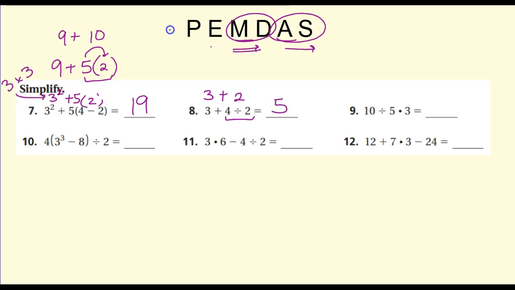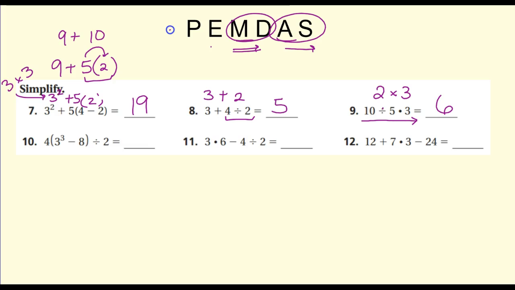Okay, what about number 9? Well, no parentheses, no exponents. I do have multiplication and division, and I'm going to do them just as I work from left to right. So 10 divided by 5, copy down everything. I still have to do then 2 times 3 would give me 6. Okay. How about number 10?